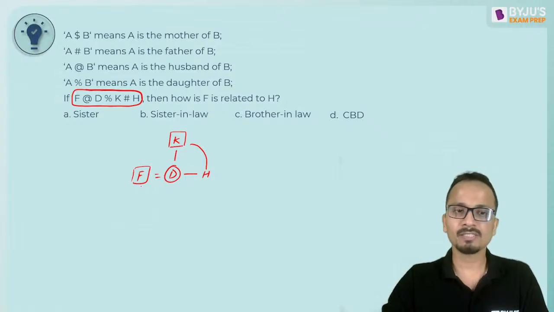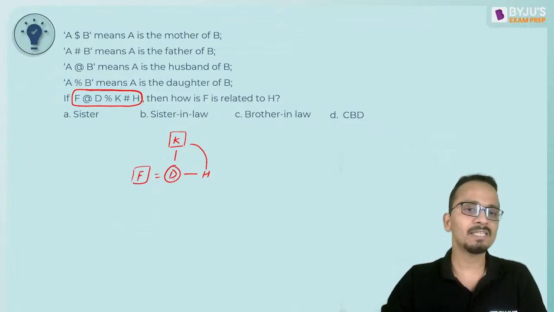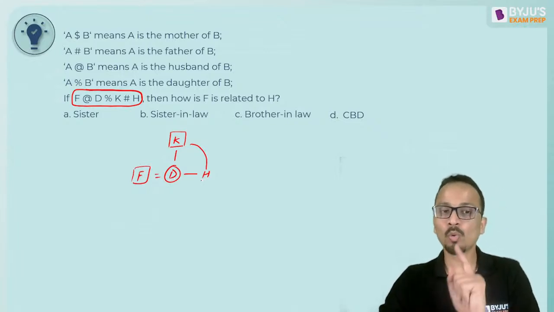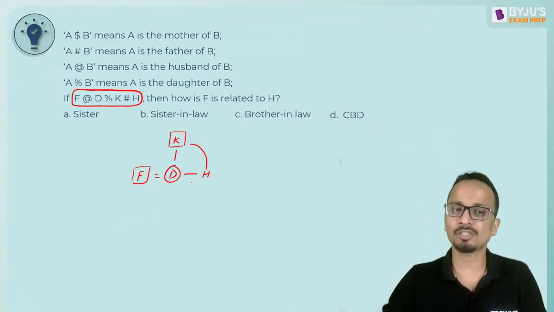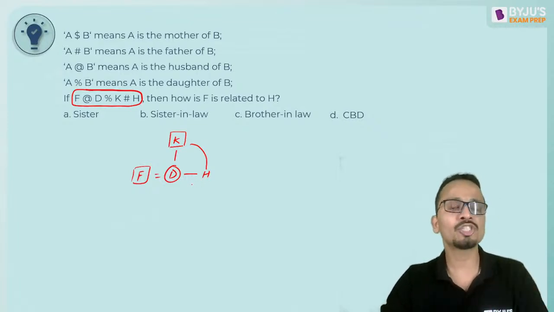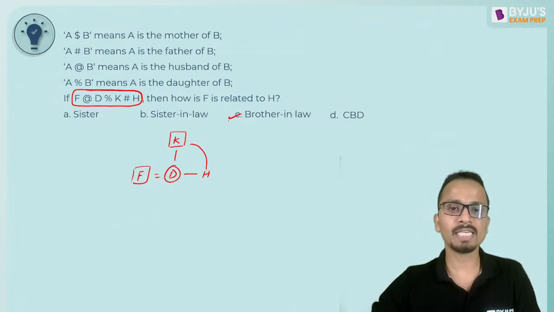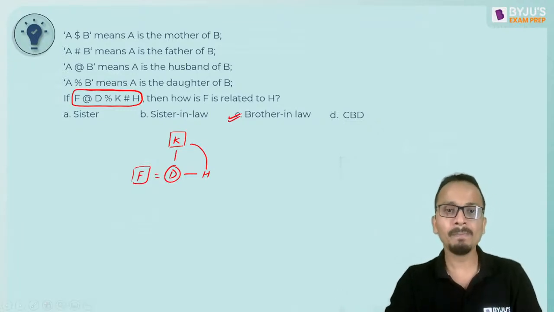Now F is the husband of D and D is the sister of H. So H's sister's husband, a sister's husband, is called brother-in-law. So the correct answer for this question will be option C, that is brother-in-law.